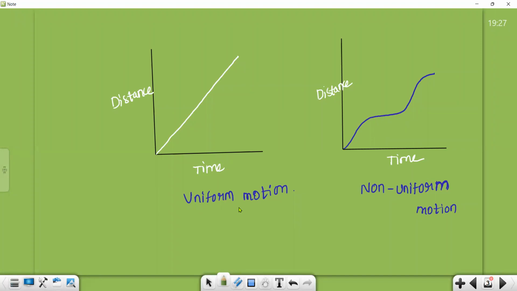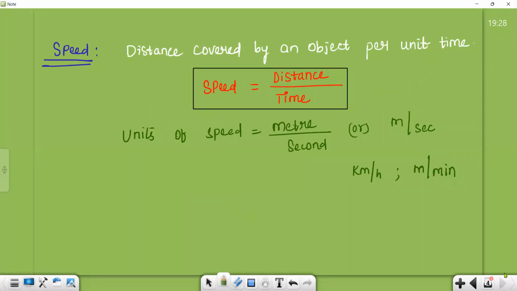Ma'am, but uniform is moving in a straight line, so if we add circular also, it would be in a straight line, right? No, circular. We can say uniform circular motion, but the velocity is changing, right? Is it traveling with the same velocity? No, ma'am. So velocity is changing as well as acceleration is changing. So we will discuss what velocity is in tomorrow's class. Just now listen for speed first. After speed, velocity comes.